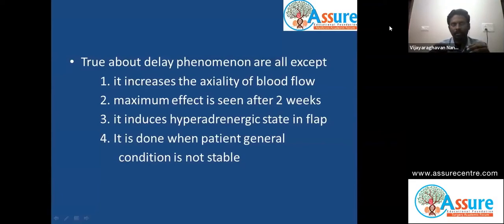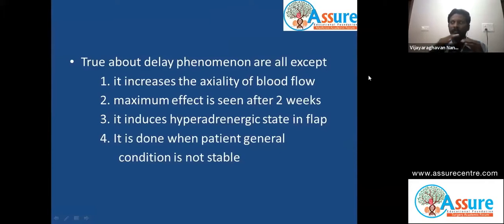So slowly what you are doing is this: the flap which was getting 100% blood supply, first you made one incision. Then you waited for 2 days, then you made the second incision. Then you made the third incision. So slowly, 25, 25, 25%, you are reducing the blood supply. Okay, so what will happen? Slowly the flap will get accustomed to the ischemia and it might survive.